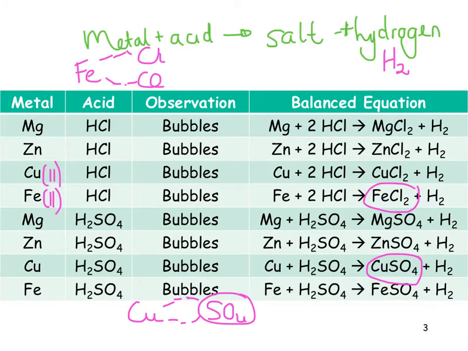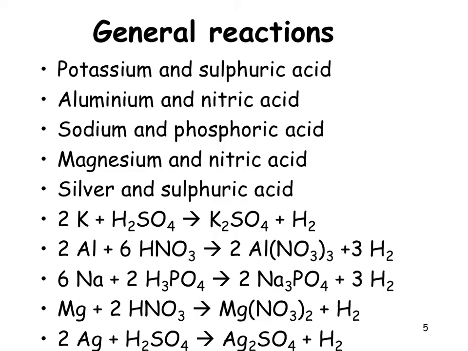In every case, the metal, then the acid, salt, and hydrogen, every single time. And the salt is based on which acid and which metal you have. So if you use zinc, sulfuric acid, you'll have a metal and the sulfate. Because hydrogen is given off in all of these, you get bubbles in every single one of them as your observation. Here's some other reactions.